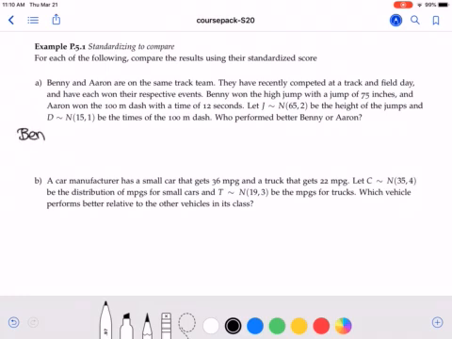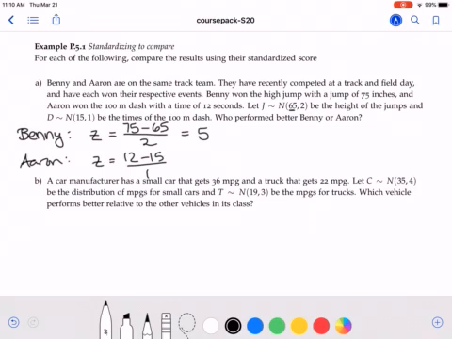So for the first individual, Benny, to find the z-score, we take the observation and we subtract the mean and divide by the standard deviation. So the observation was 75, the mean is 65, and the standard deviation is 2. So we end up with a z-score of 5. When we look at Aaron's result, we have an observation of 12 seconds, the mean is 15, and the standard deviation is 1, so we get a z-score of -3.